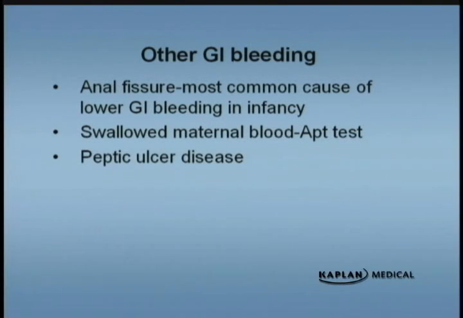And another cause of GI bleeding in children is peptic ulcer disease, and absolutely children do get ulcers too, and the diagnosis for that would be under endoscopy.